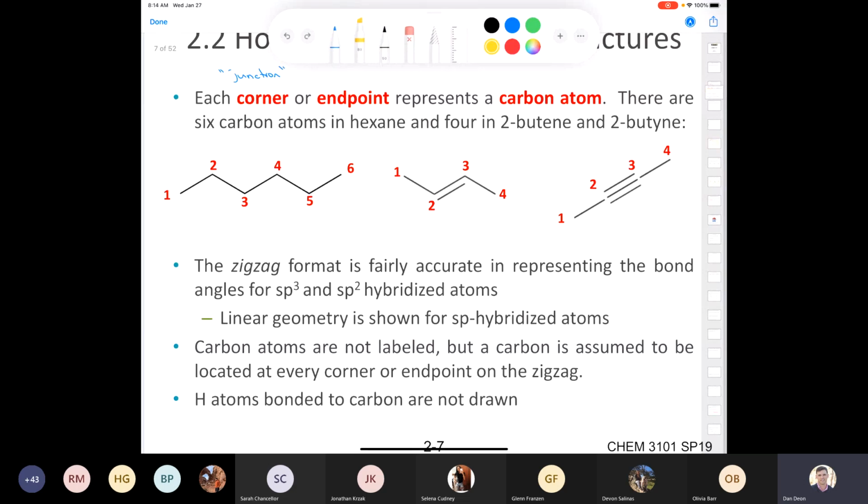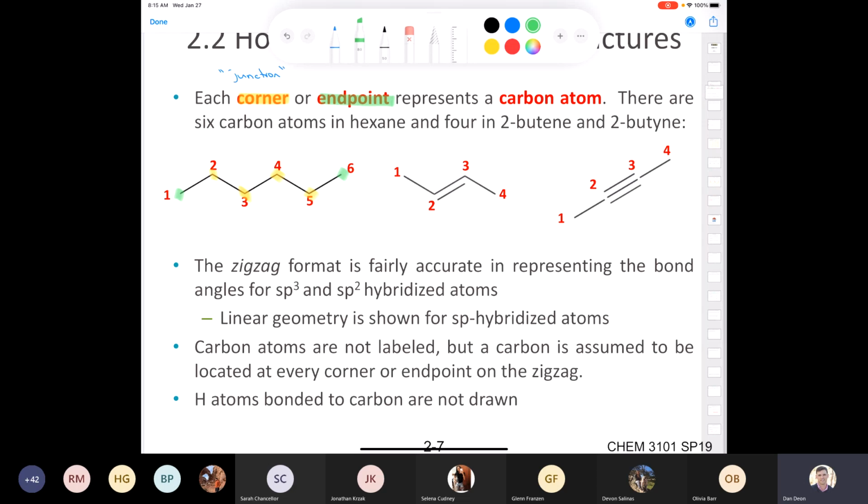Well, it tells you right here that each corner represents a carbon atom. Here we have a corner, here we have a corner, here we have a corner, and here we have a corner. It also tells you that each endpoint represents a carbon. Here we have an endpoint, and here we have an endpoint. So that means I've highlighted 6 spots, so I have a total of 6 carbons.